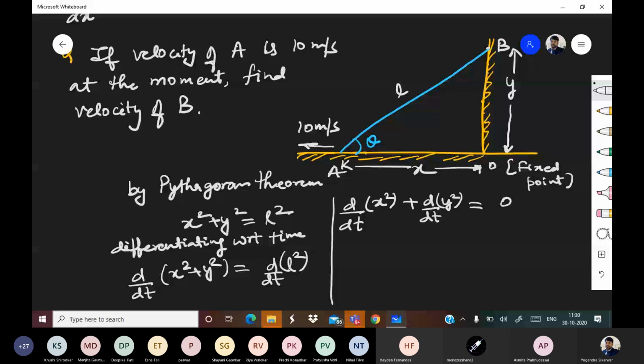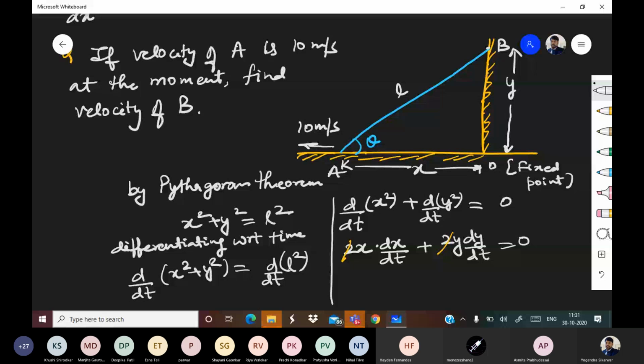Correct. Now, differentiation of x square will be 2x into dx upon dt, because here we are differentiating with respect to time, not with respect to x, plus 2y dy by dt, and that will be equal to 0. Now pay attention further. This 2 can get cancelled. This is very simple. Now pay attention. What is dx by dt? dx by dt is rate of change of position of A.